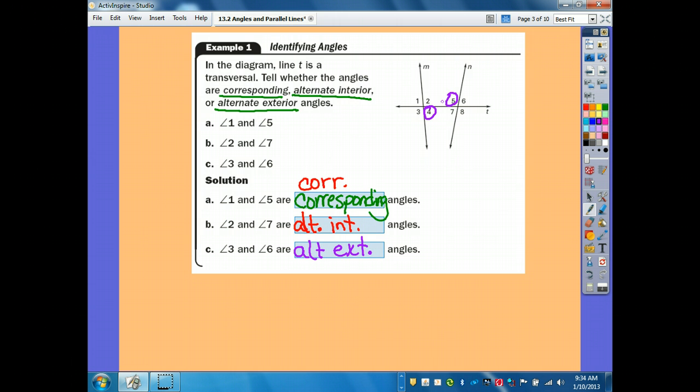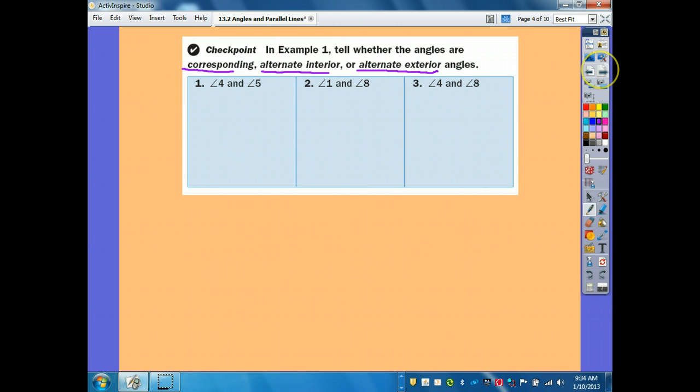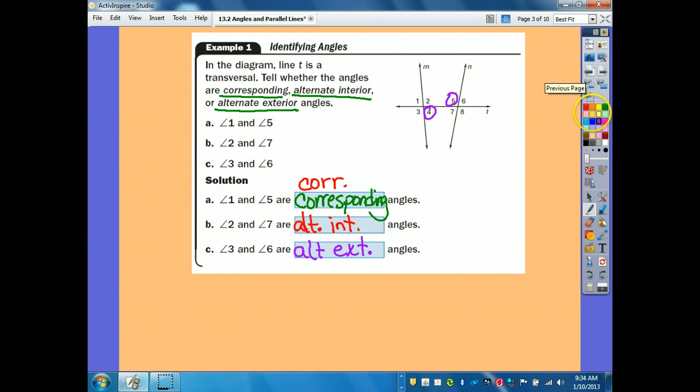Raise your hand if you think corresponding. Raise your hand if you say alternate interior. Okay, I'm not even going to ask alternate exterior because you all voted for that one. So we are all correct. Alternate, oops, I almost did that. Alternate interior.